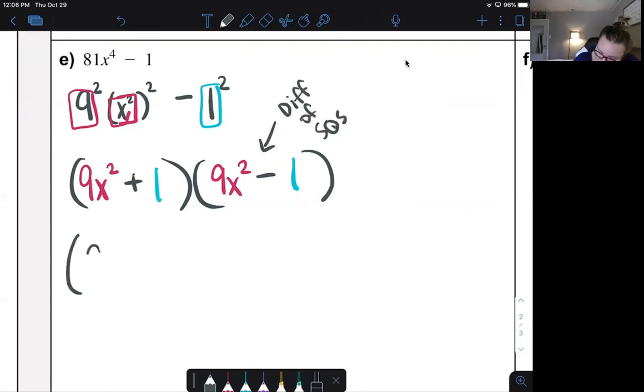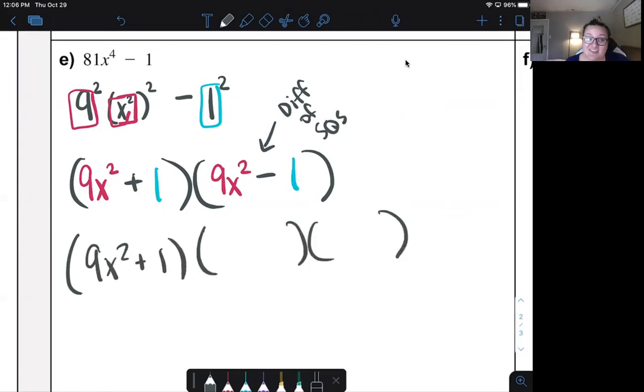So 9x squared plus 1 is going to stay the same, but we're going to factor 9x squared minus 1 even further. So 3x times 3x is 9x squared, and then negative 1 times positive 1 will get you that negative 1. 9x squared plus 1 can't be factored further because it's not a difference of squares. They're just 2 terms being added together, so this method won't work. You have to have subtraction in between for it to work.